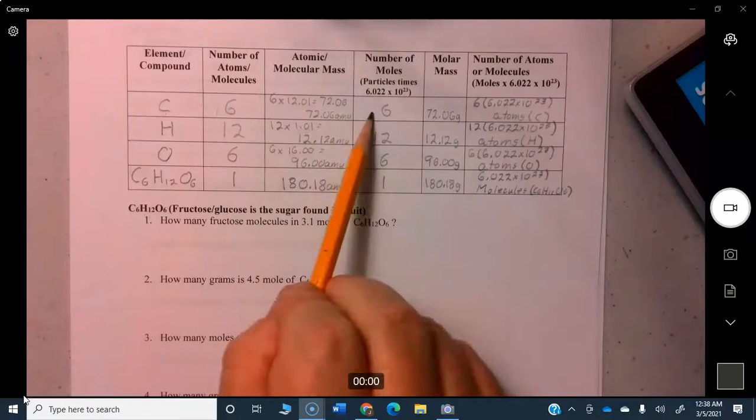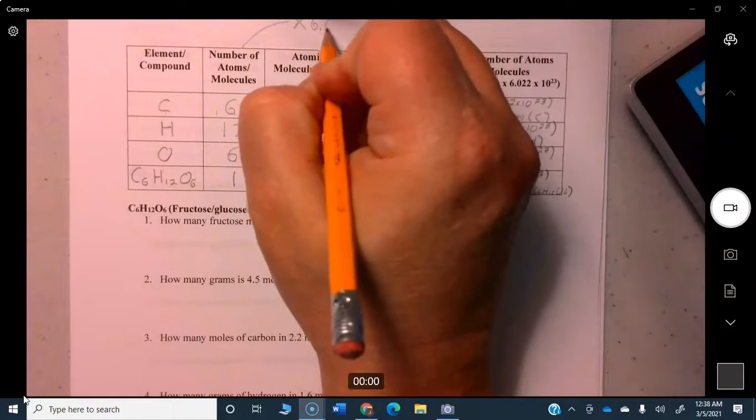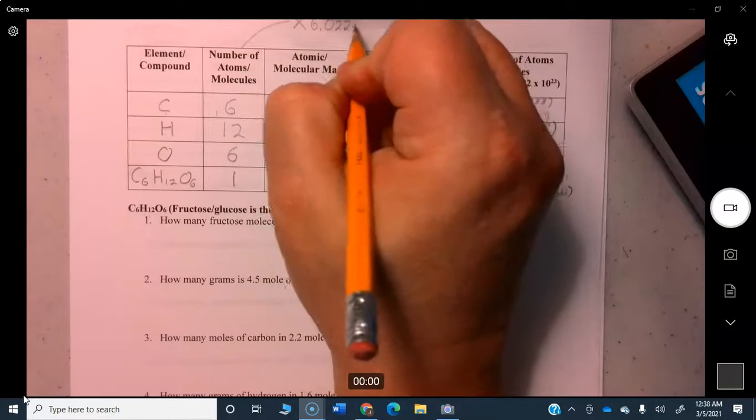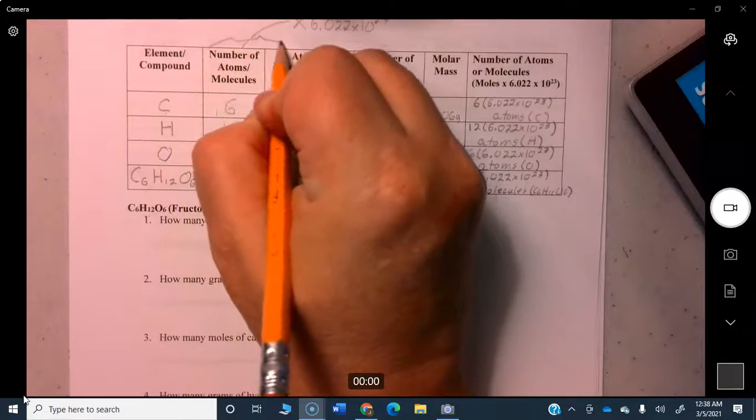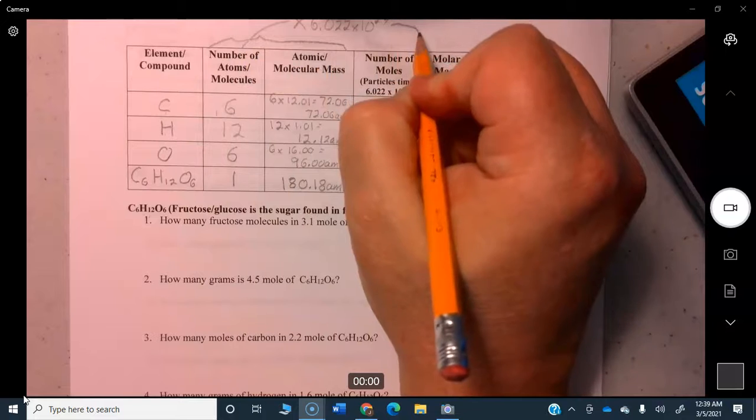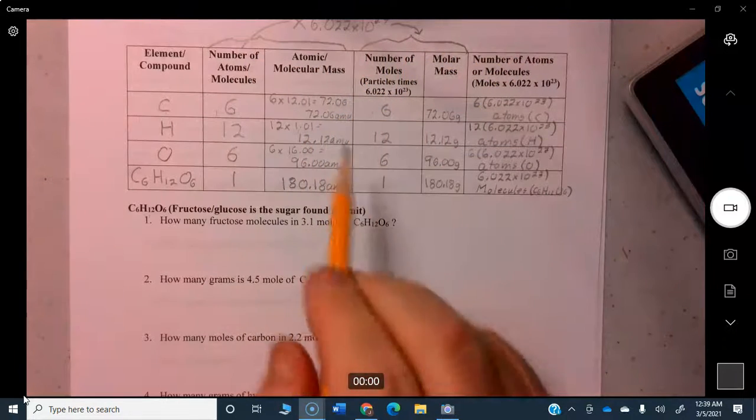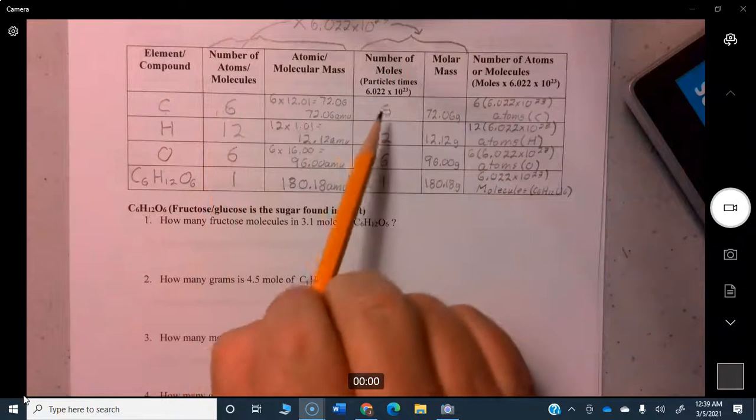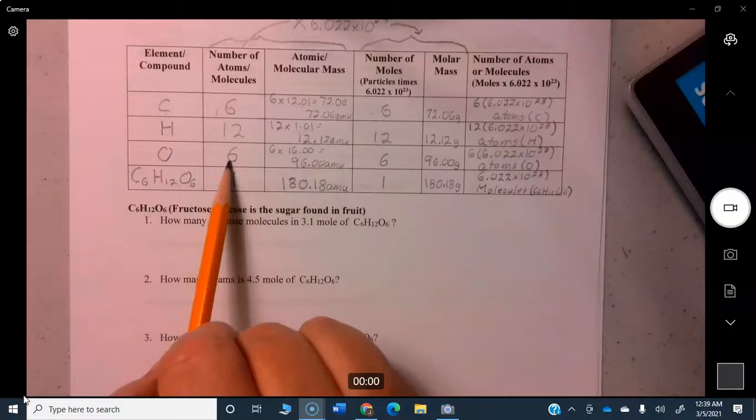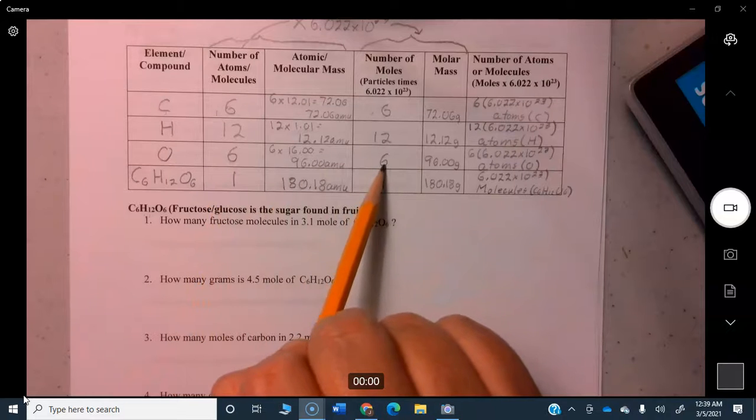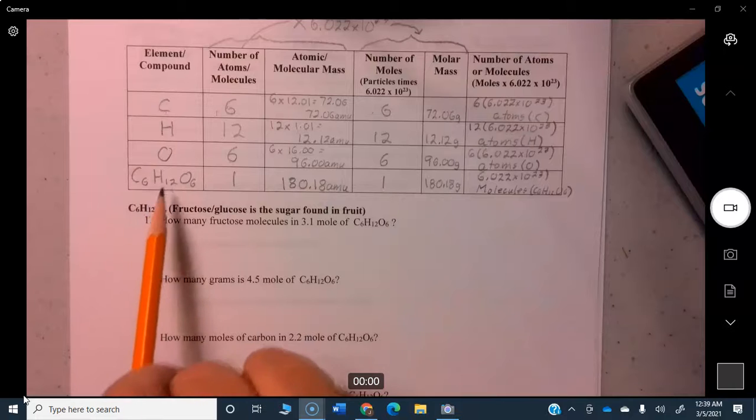Number of moles is exactly the same. What we're doing is taking this number and multiplying it by 6.022 times 10 to the 23rd. So these 2 things translate over into these 2 right there. So number of moles, you're multiplying this by a mole, that's 6 moles. Multiplying this by a mole, that's 12 moles. Multiplying this by a mole, that's 6 moles, and then 1 mole of the sucrose.